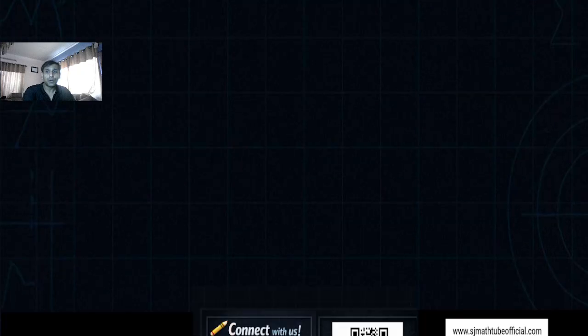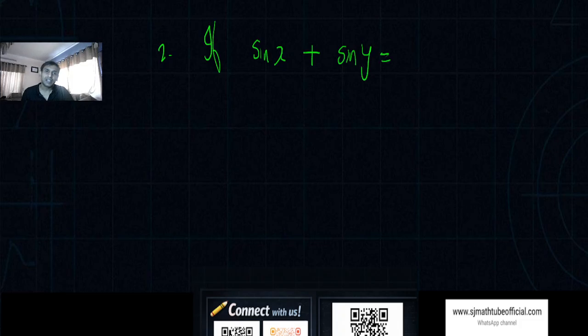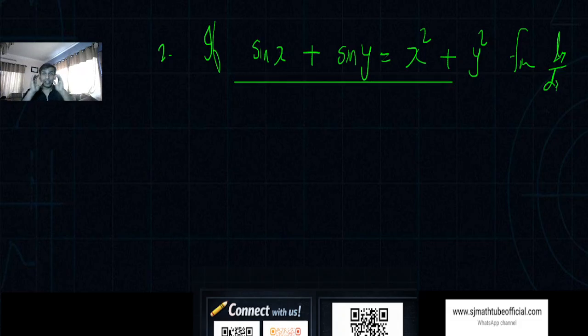Let's try one more problem. Please write question number 2. If sin x plus sin y is equal to x square plus y square, find dy by dx. Okay, now look at this. A very clear case of implicit function.